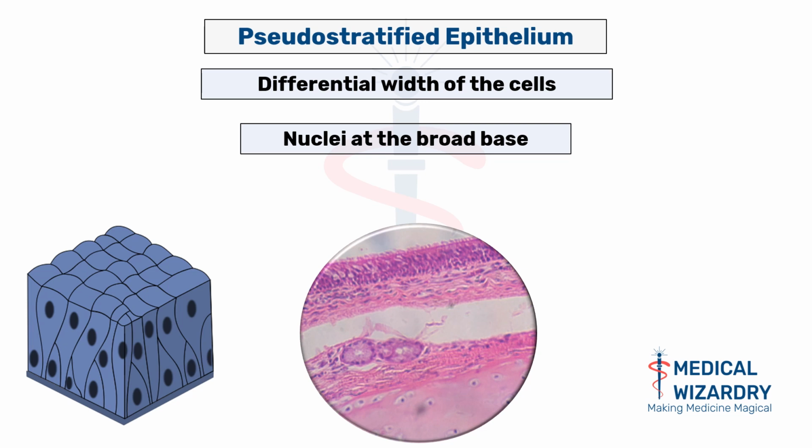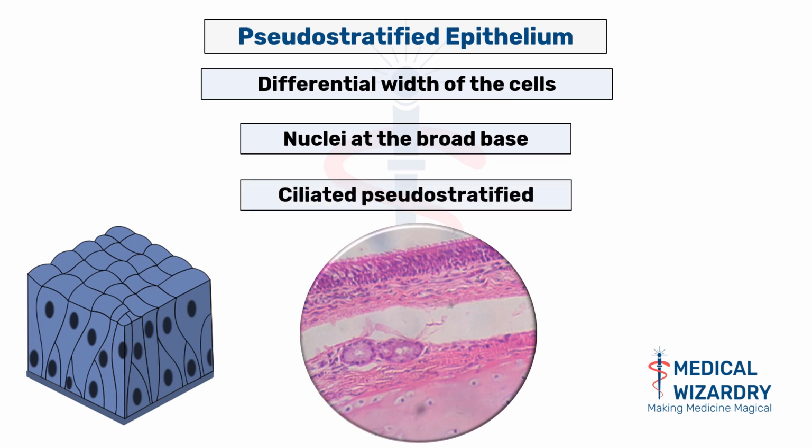Presence of cilia above this pseudostratified columnar epithelium is characteristically found in the trachea and large bronchi.